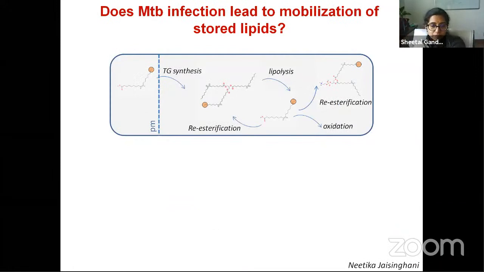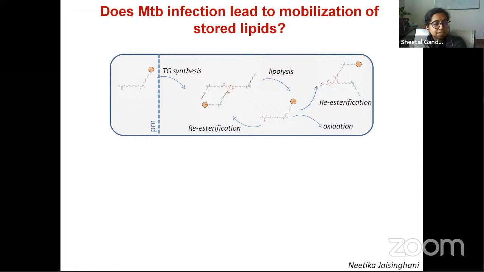So the first experiment that we did was we asked whether bacteria can actually induce degradation of the host lipid. And for this, we used a classical cellular biochemistry approach, wherein we labeled the host triglyceride pools with a fatty acid, which was radioactively labeled. So by introducing this fatty acid to cells that could utilize this fatty acid into the triglyceride pool, we had the pool of the host cell triglyceride labeled.